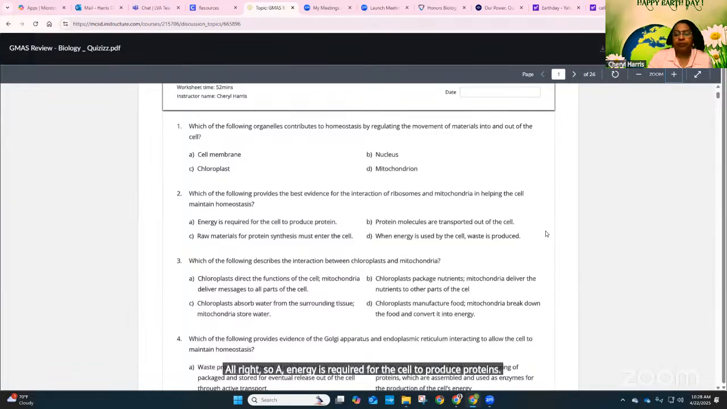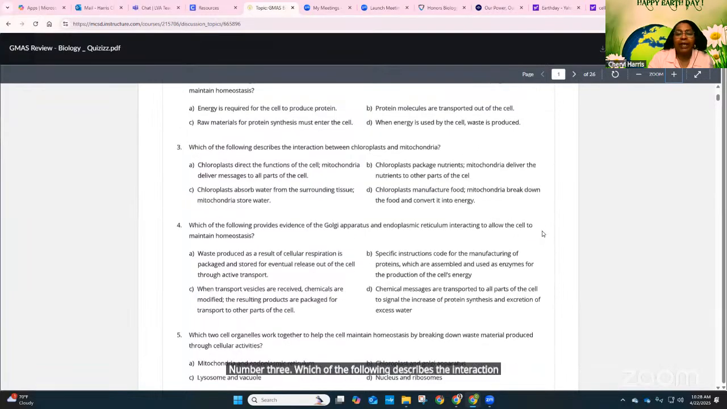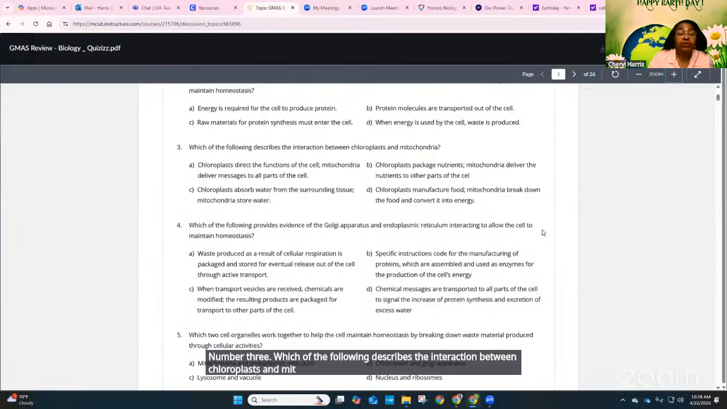Number 3, which of the following describes the interaction between chloroplasts and mitochondria? Here again, what is the relationship? So what does a chloroplast do?